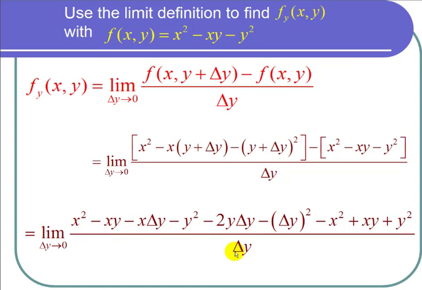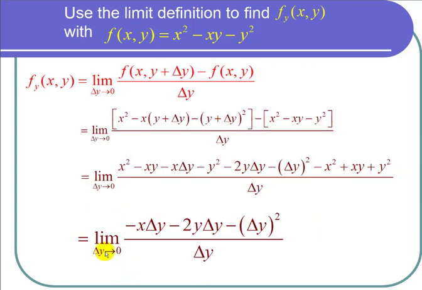So now let's see what I can cancel. I have an x squared and a minus x squared. Those cancel. I have a minus x y and a plus x y. Those cancel. I have a minus y squared and a plus y squared. Those cancel. So notice all the terms cancel that don't have delta y's in them. And what I'm left with is the limit as delta y approaches 0 of negative x delta y minus 2y delta y minus delta y squared, all over delta y.